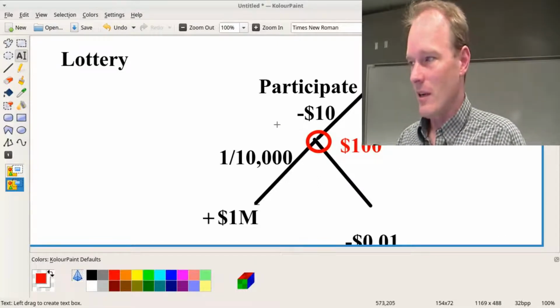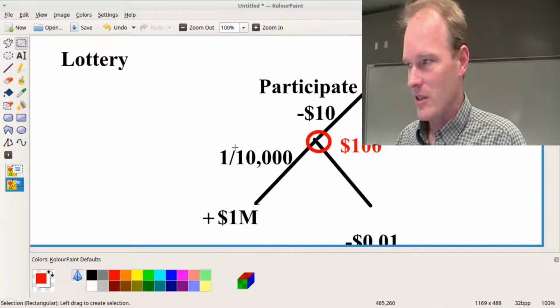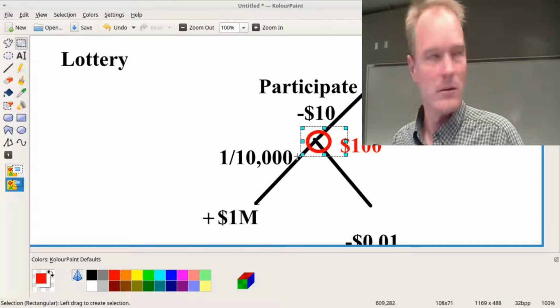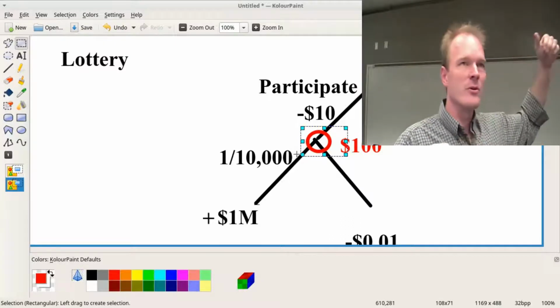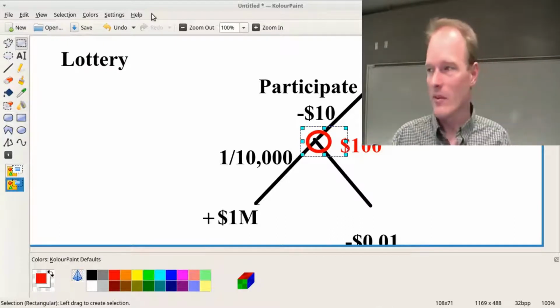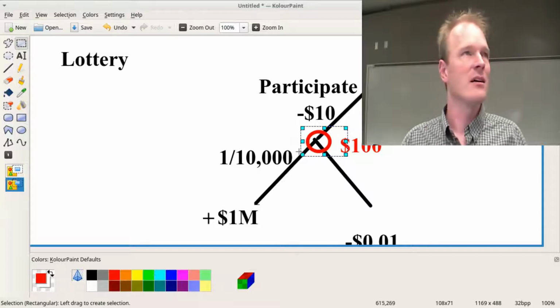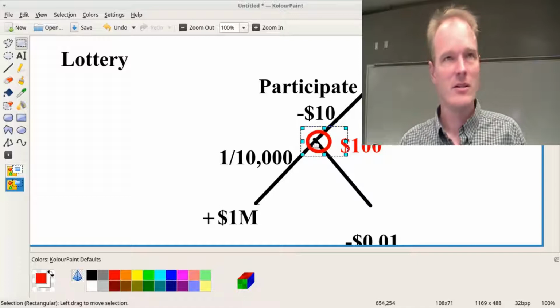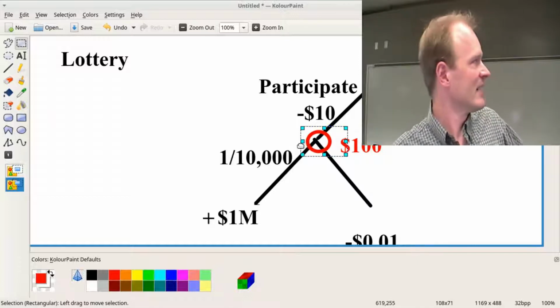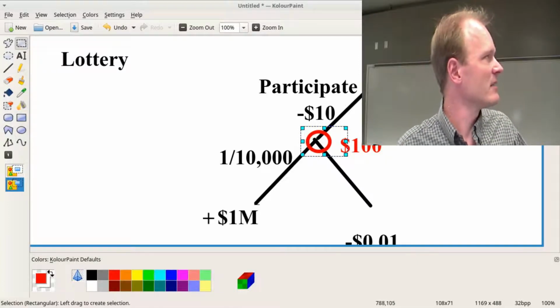Because if you could somehow magically just be at this node right here, then, hey, it's worth $100 for you to magically get to that node. But the only path to get to that node is paying $10. And so by virtue of you have to cross down this branch, your utility is minus 10, and minus 10 plus 100 ends up being 90.